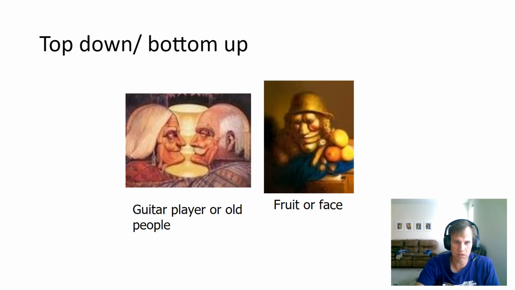So here's another example. It's top down, bottom up. Which one is it? Well, it's both. Because your brain already has preconceived notions of what it's supposed to look like, but then your sensation comes in and sees, oh wait, this is something. There's two people here and they're playing guitar. So it's kind of working both ways. That's why you can see all these different images.